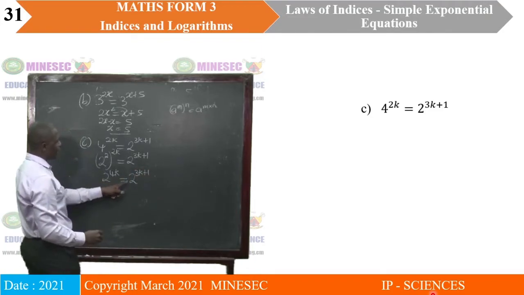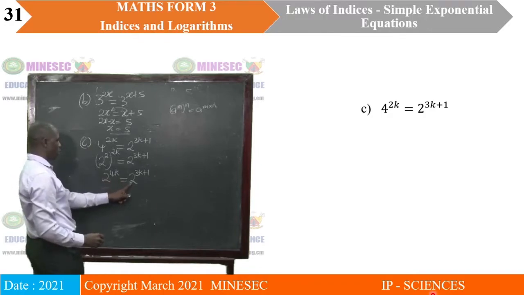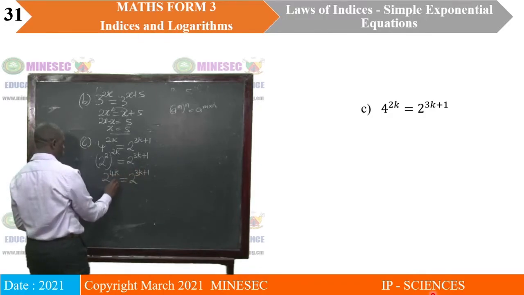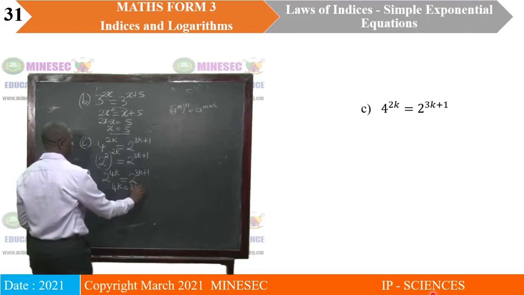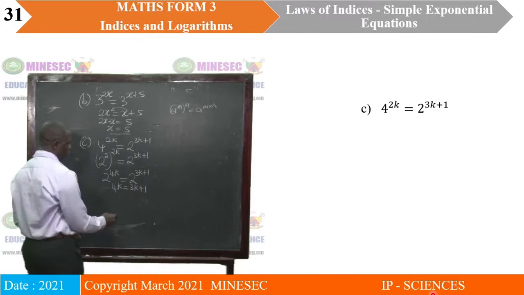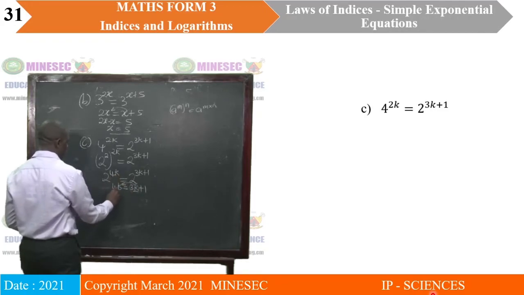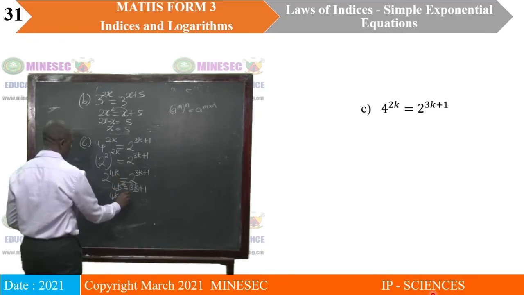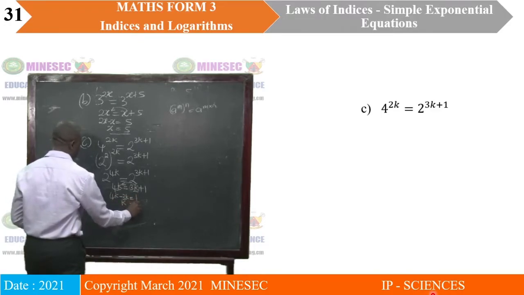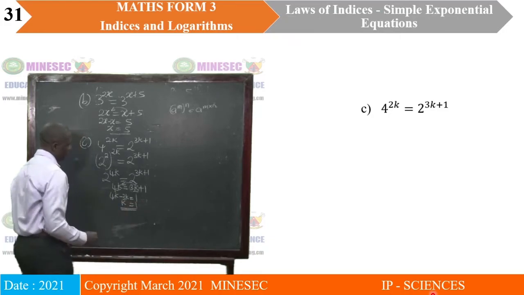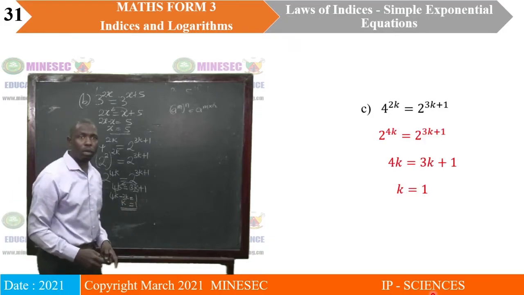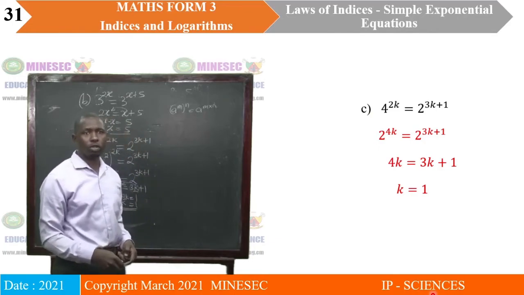And since the bases on both sides are now equal, we'll equate their powers also. So we'll have 4K being equal to 3K plus 1. So we are interested in K. So if we bring like terms together and this 3K moves over to this side, we'll have 4K minus 3K being equal to 1. 4K minus 3K is of course K, and our K is equal to 1. That's our result. That's the result displayed on your screen.